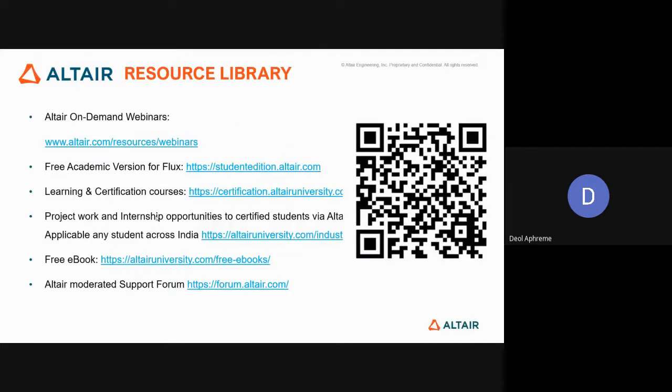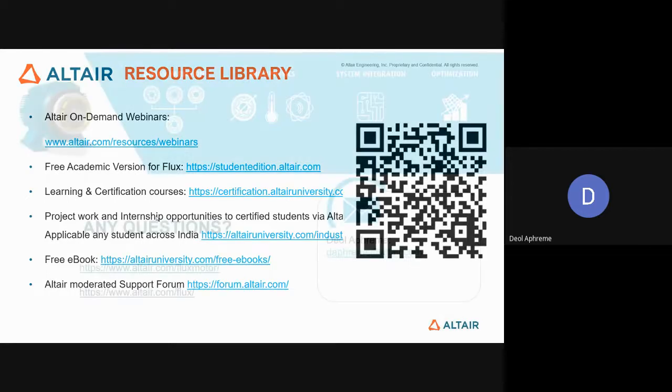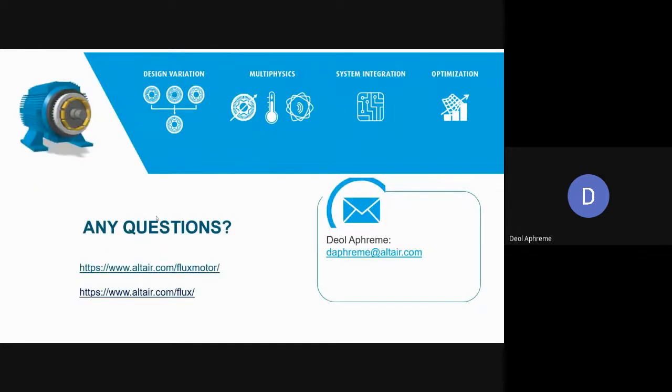Yeah, so this is just to highlight, this is a resource library. You can scan the QR code or visit altairuniversity.com to see all the different software we have, including Flux, and get some basic student licenses to have your hands on the software as well. I'd be happy to answer any questions if there are any.